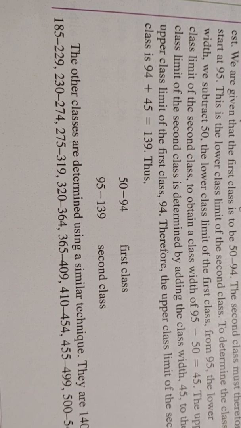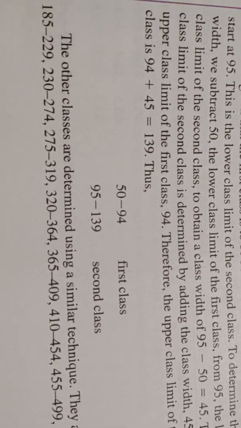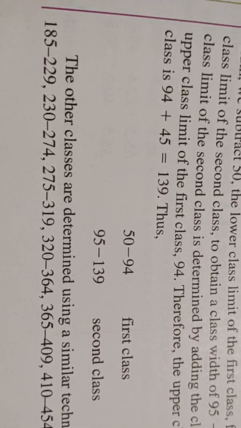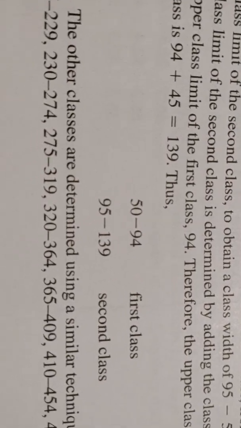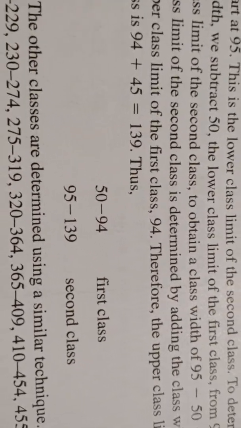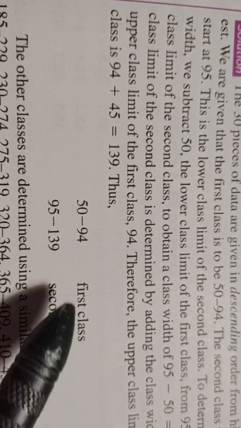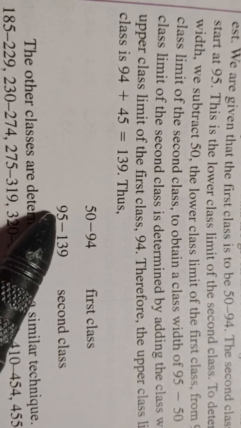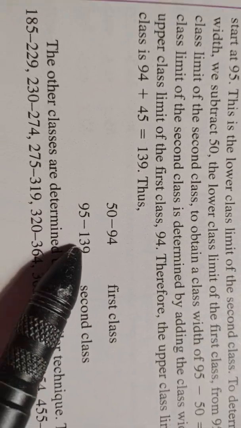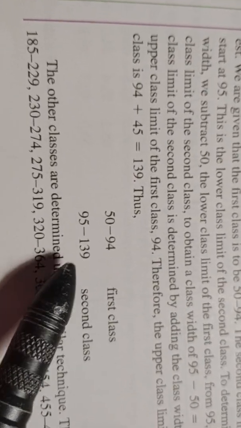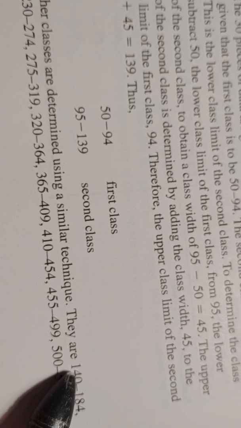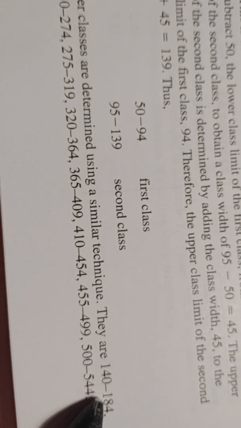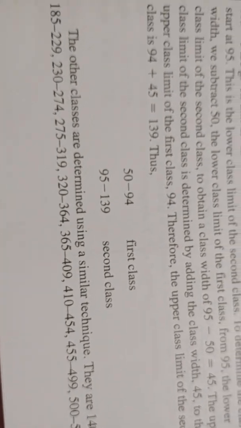So what happens here is this. If we have the first class at 50 to 94, then we generally want to make the widths the same. So 50 to 94 was a difference of 44. So we're going to start the next class. If we ended the first class at 94, we're going to start the next class at 95. We're going to add 44 to it and go to 139. So the next class, we would start at 140 and add 44 to it and go to 184. And we would continue that on.